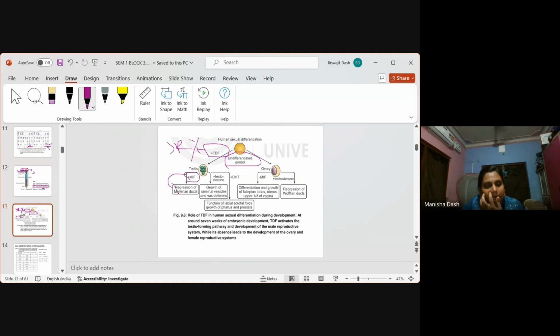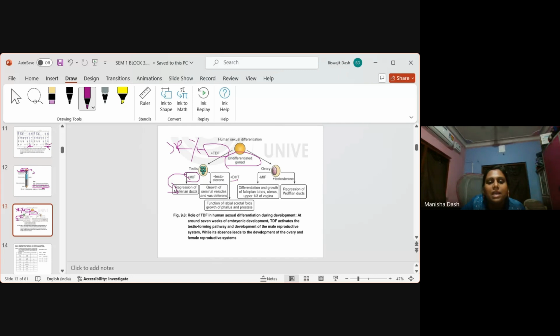So Mullerian ducts are actually the female reproductive ducts that usually give rise to the future oviduct, that is the fallopian tube, etc. So if the testis is developing, the testis will promote the secretion of the MIF, and the MIF will inhibit the development of the female specific gonadal ducts. In the presence of testosterone, the testis will also secrete testosterone. The testosterone will promote the growth of other accessory sexual organs like your seminal vesicle, vas deferens, etc.